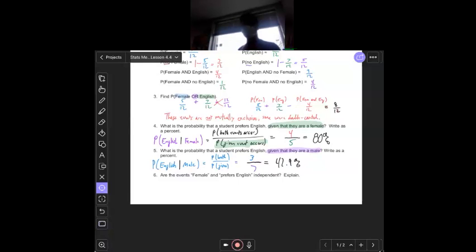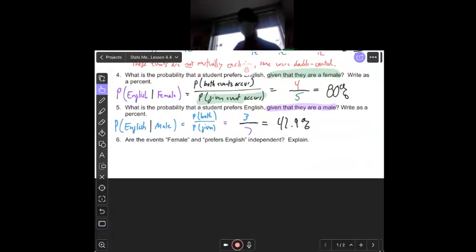So our data shows that there is a link between being female and preferring English. If you are female, there's a much higher chance you're going to prefer English to math. That's what the data shows. Obviously, that's just data for our class. We can't take that and say, well, this is how it is for everybody. But maybe we could take that class and say something about students in the school, maybe.